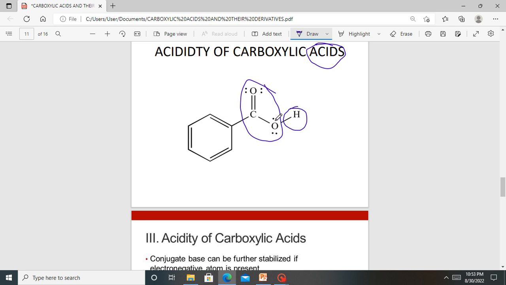Therefore, we say the compound is less acidic. If the bond between this oxygen and this hydrogen is weak, then this hydrogen can easily leave. Here we say it is strongly acidic or highly acidic.